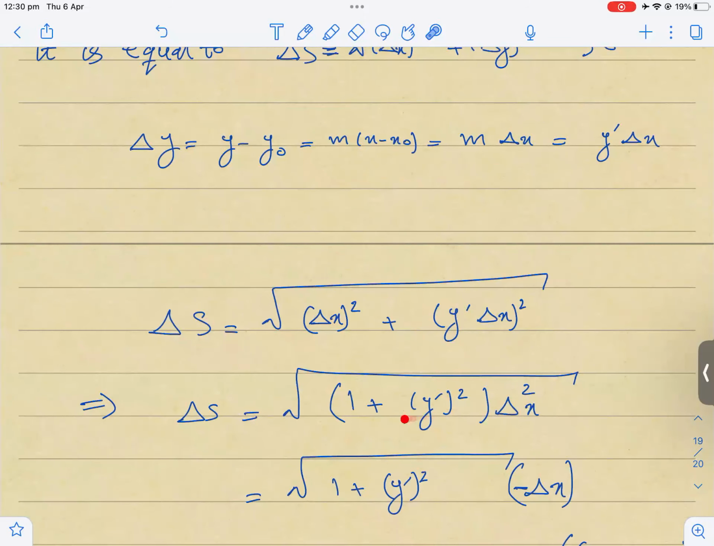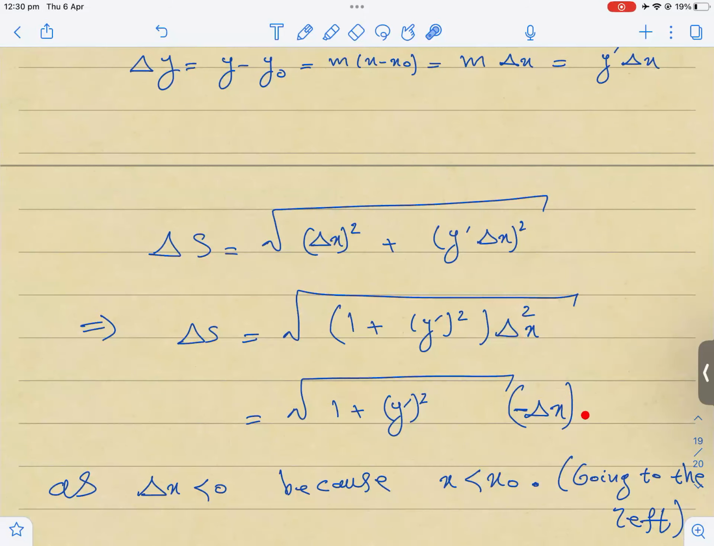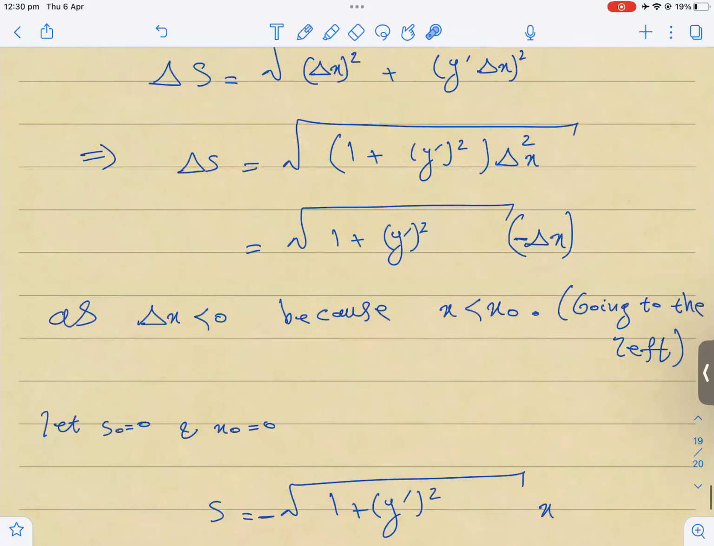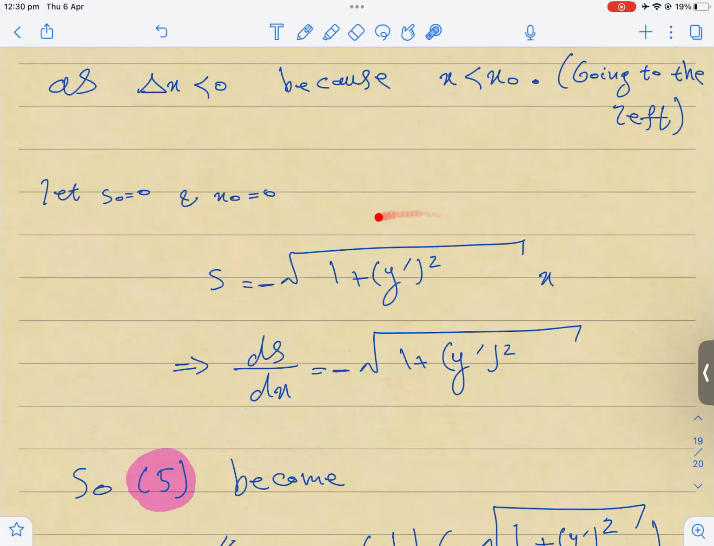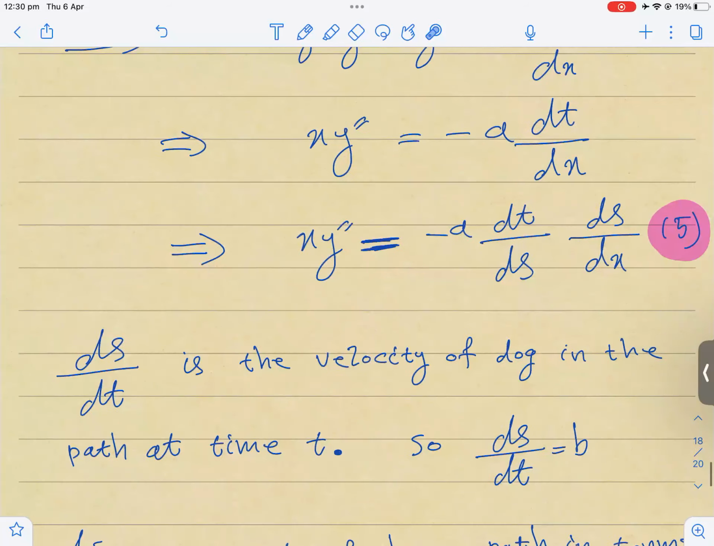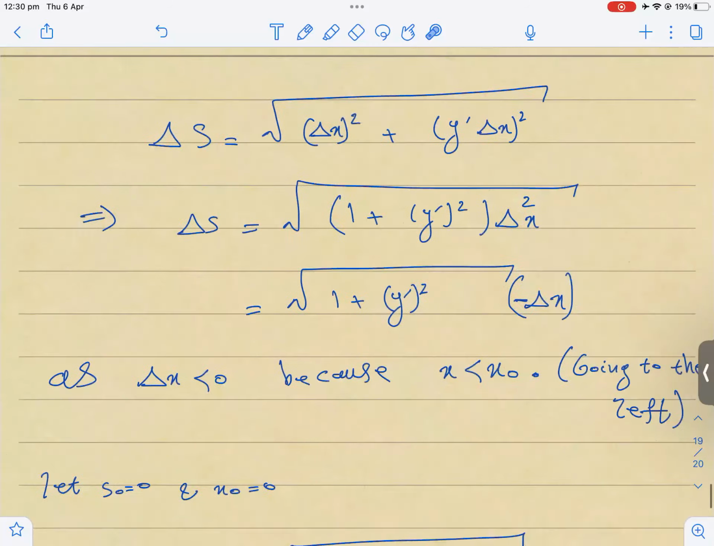So from here, I can write this. Delta x squared comes outside with a negative sign because the dog is going to the left, so it means x is decreasing, and delta x will be minus delta x. Now from here, you can see that s is equal to minus the integral of the square root of 1 plus y prime squared dx. If I take a derivative of this in terms of x, this will be the answer. So that's why ds over dx is this.